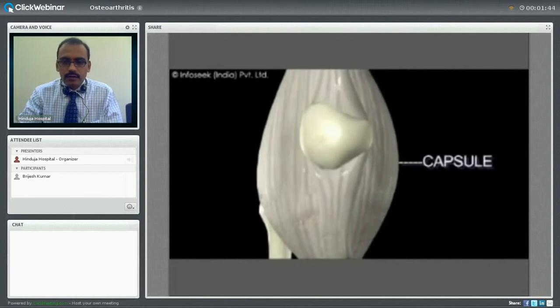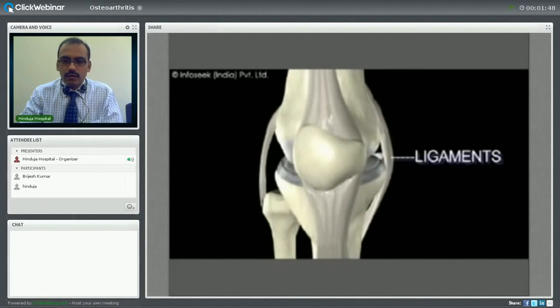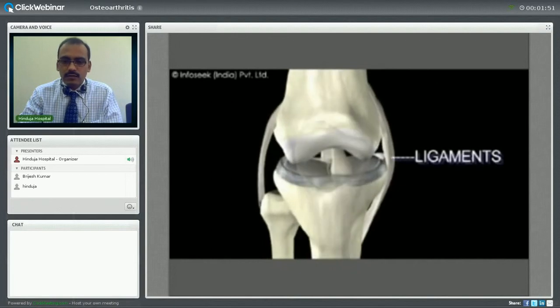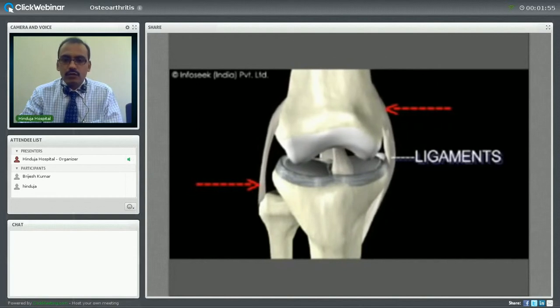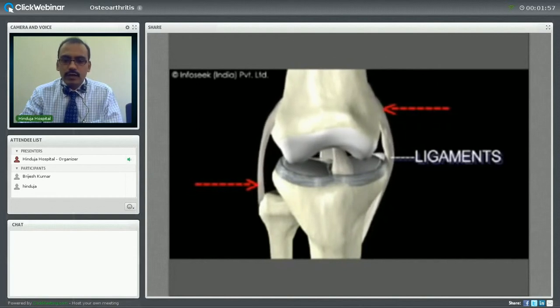The joint is covered by a thick membrane, which is called the capsule. This is the suspension of the joint, stabilizing the knee, and it is a layer of strong bands running on either side of the knee, called ligaments. The ligaments on either side of the knee, the capsule, and the muscle around the knee joint stabilize the normal joint and prevent the bones from moving too much in various activities of daily routine.